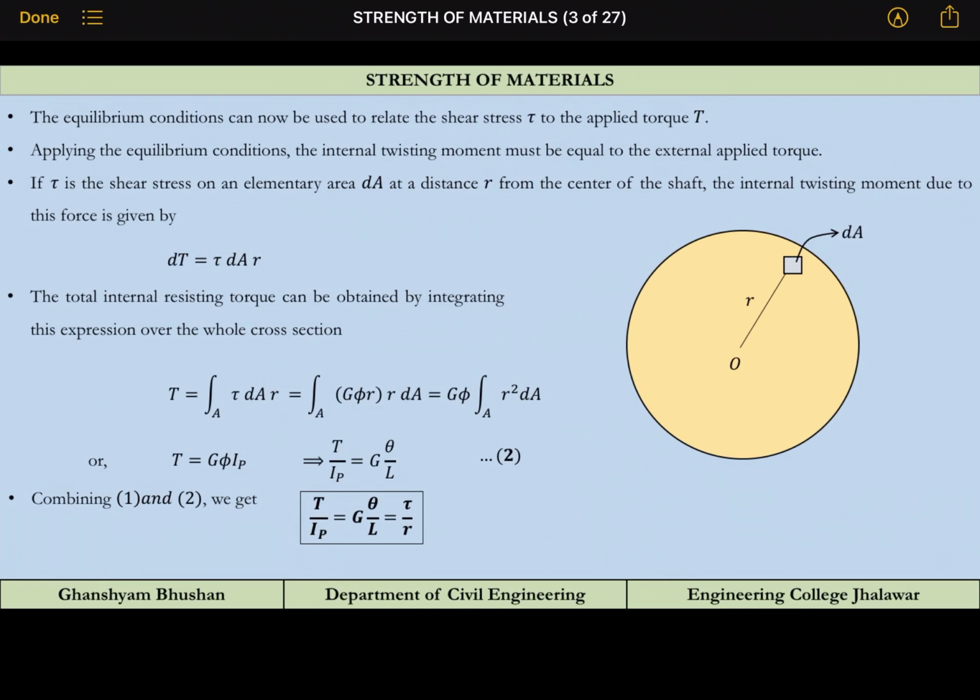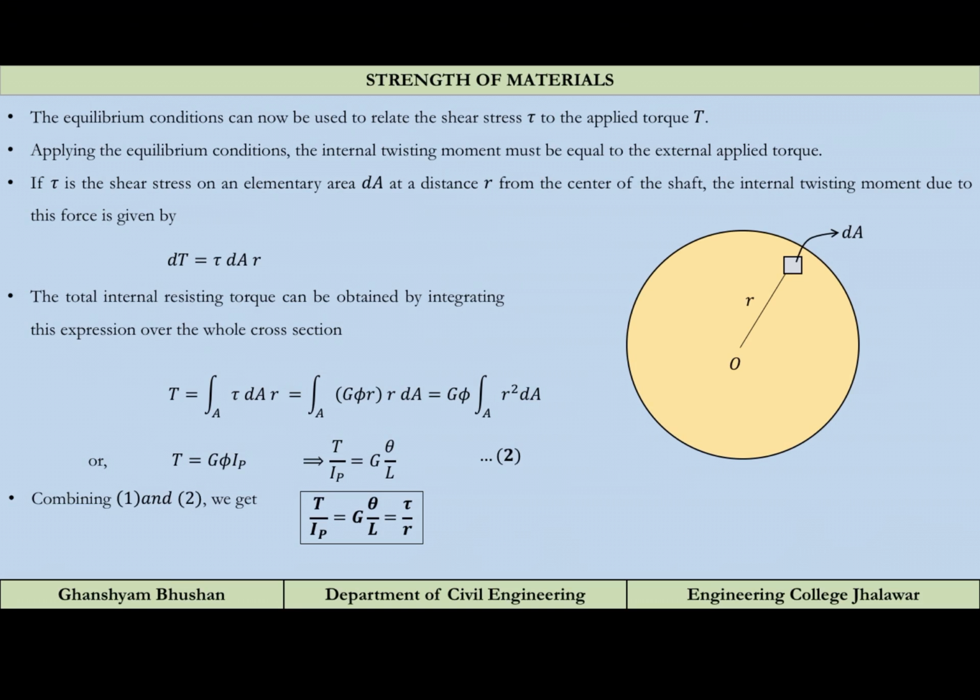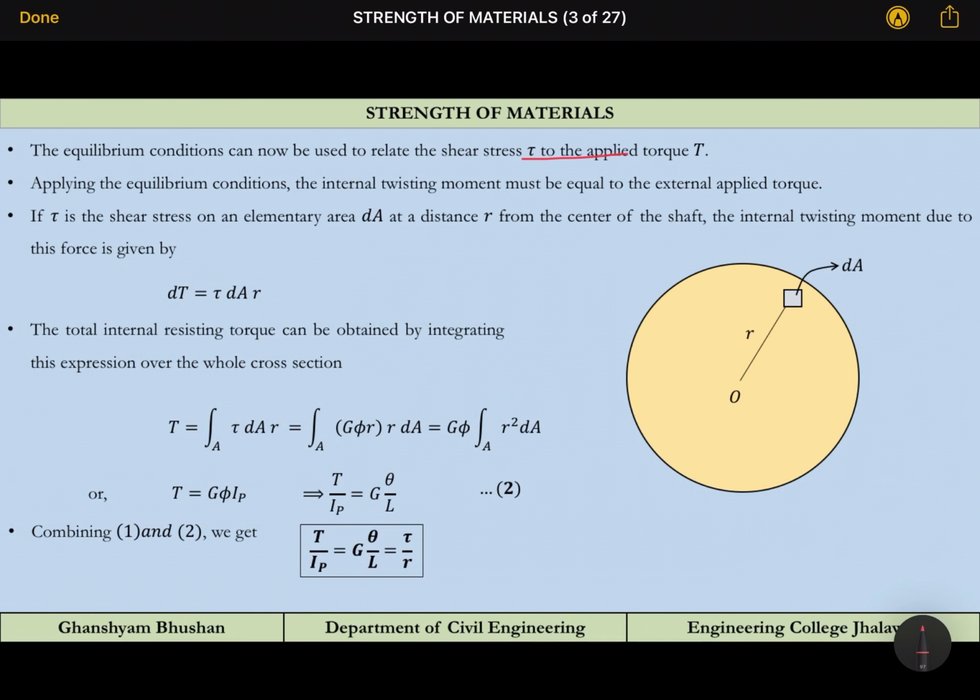The external applied load will be balanced by the internal stress developed, and we have seen that in the case of torsion, the applied moment develops shear stress, because whatever deformation is there, it is along the surface. So along the surface the stress is called shear stress. The equilibrium condition can now be used to relate the shear stress tau to the applied torque T. So with the help of equilibrium we can correlate these two terms. This is the internally developed stress and it will resist the externally applied load.